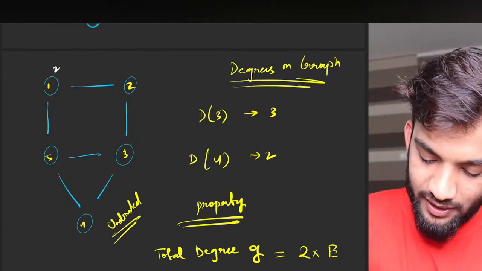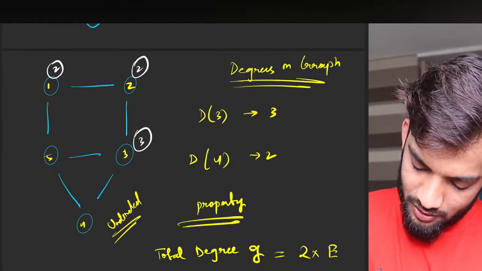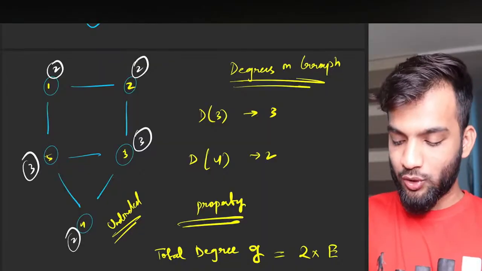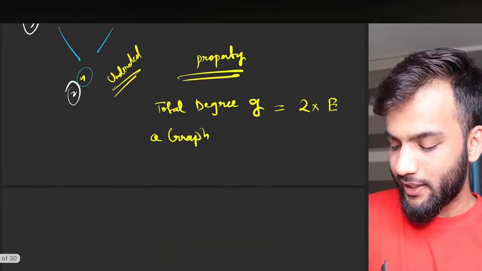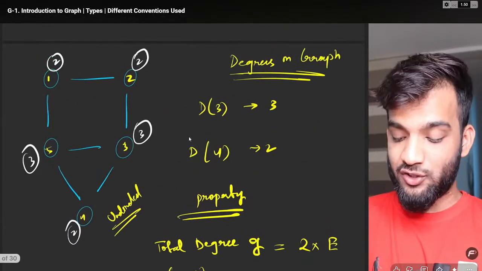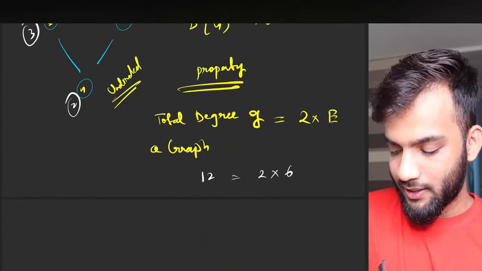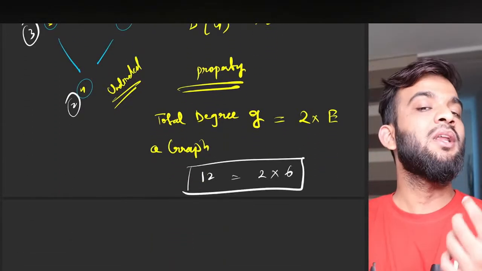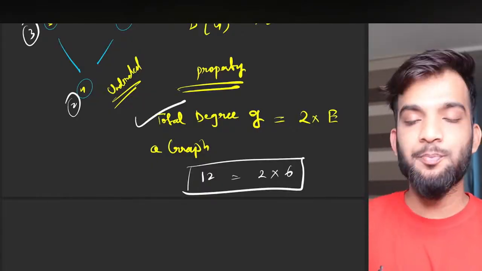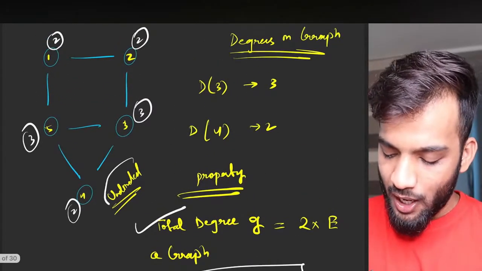So let's compute the degree. So the degree of this is 2, again 2, 3, 2, and 3. So if I compute the total, we will be getting 6, 3, 9, 12. So the total degree of this graph is 12. And if I compute the number of edges, 1, 2, 3, 4, 5, 6, 6 number of edges, and the property gets satisfied. Intuition is very simple. Every edge is connected to two nodes, thereby this particular property stands. So this was for undirected graph.